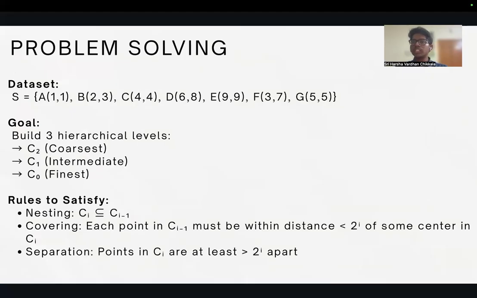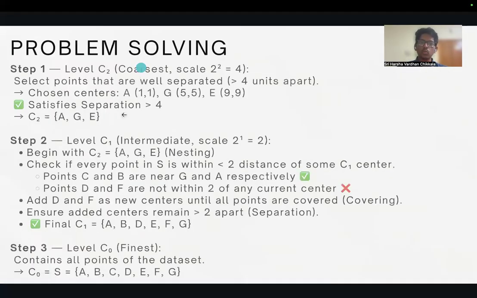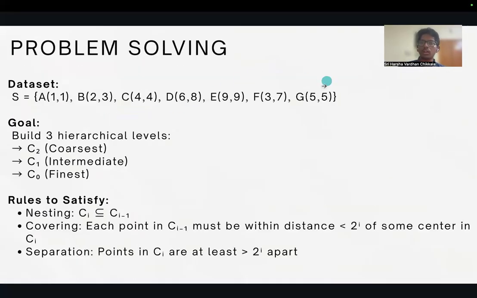So we are finally towards the end of our presentation. Let's now try to understand how to build a cover tree using a problem. Here comes a data set. It consists of a total of 7 points arranged from A to G. What is our goal? We need to build three hierarchical levels so that we'll be building a cover tree.